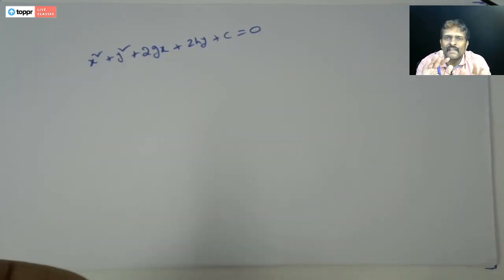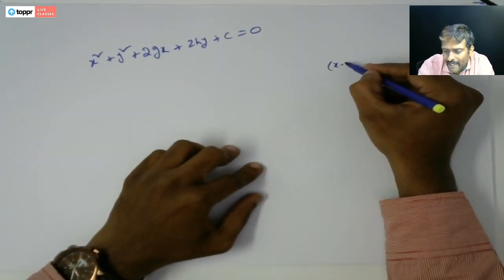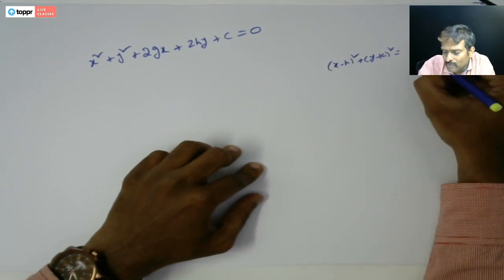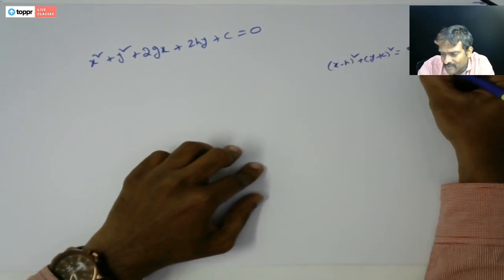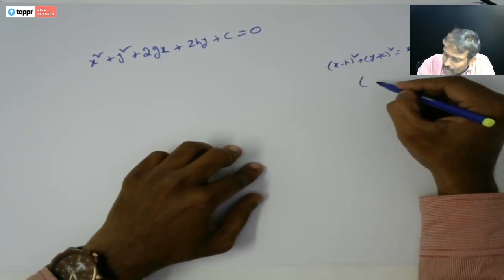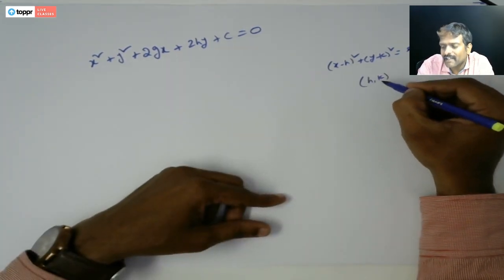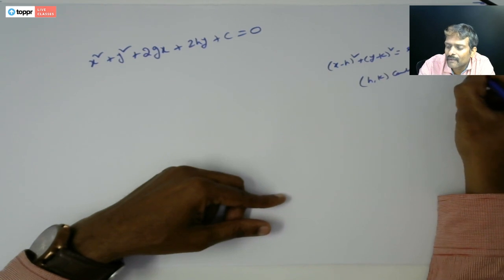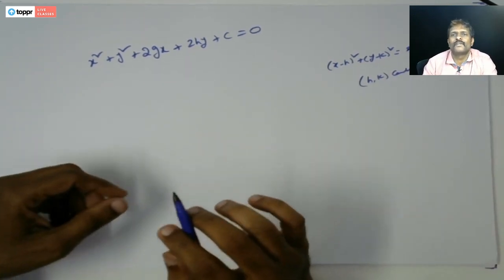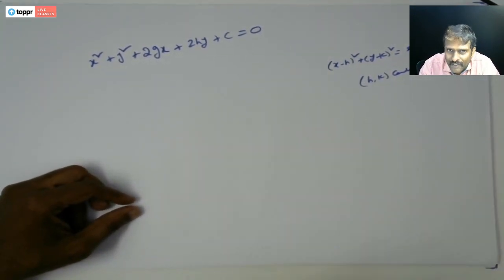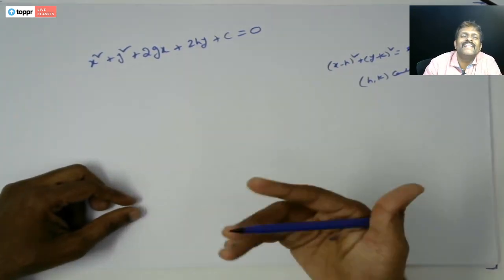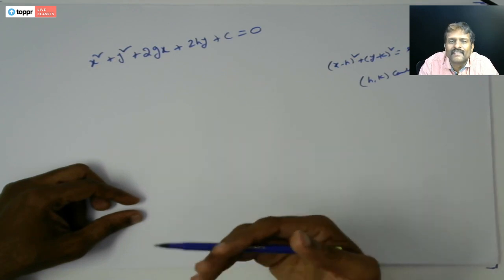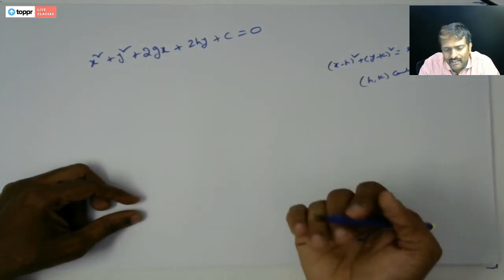See, if an equation is given in the form like x minus h whole square plus y minus k whole square is equal to say some s square or something, then we can simply say that h comma k is the center and s is the radius, right? S is the radius. This is what we can easily say, but this is not in that form. So how do we find the radius and how do we find the center of the circle here?